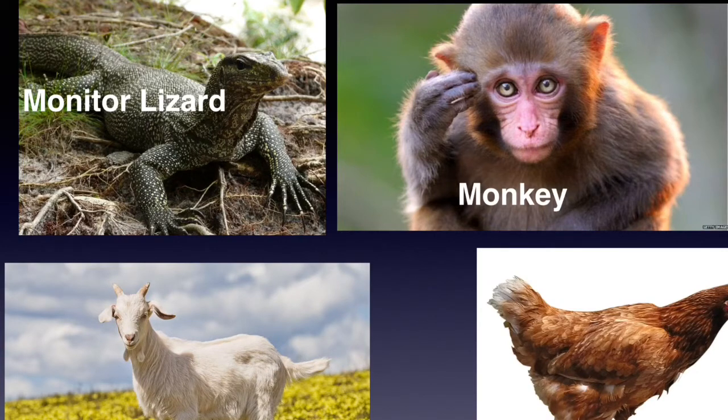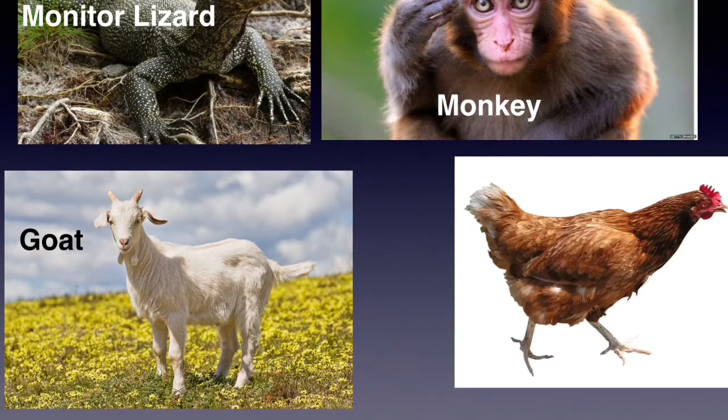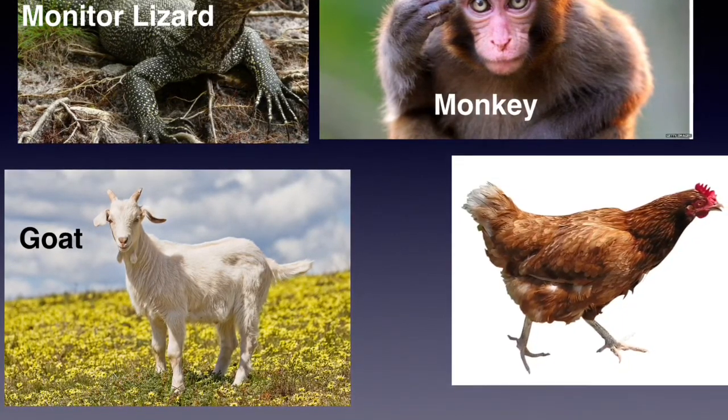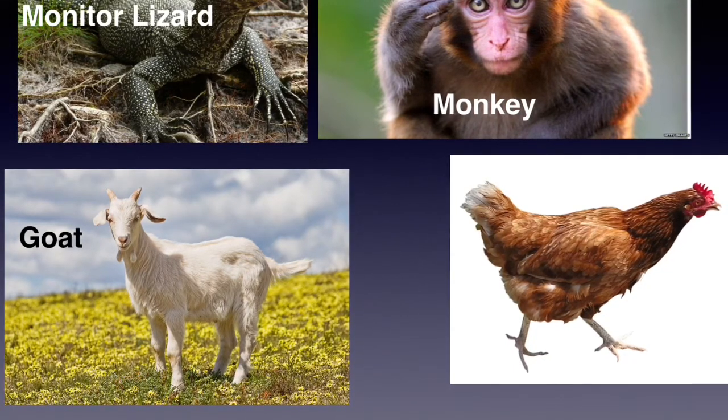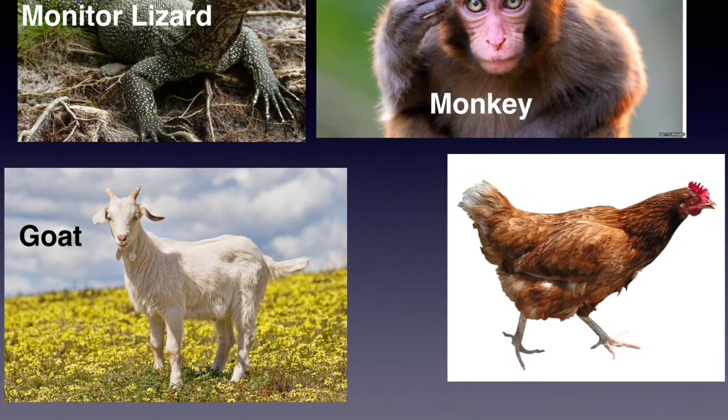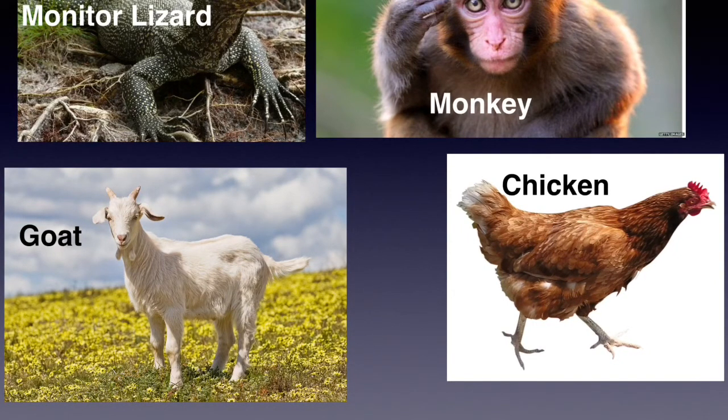And below the monitor lizard, noisy animal sometimes, very nice as a sauté. What is it? That is a goat. And speaking of sauté, what is that next to the goat? You all know that one. That is a chicken.